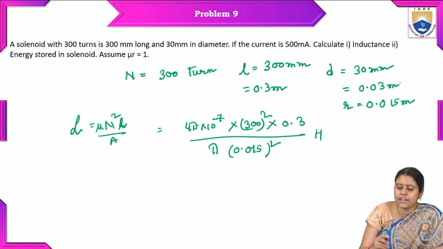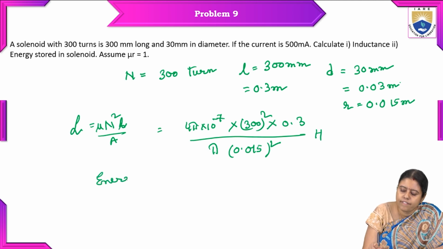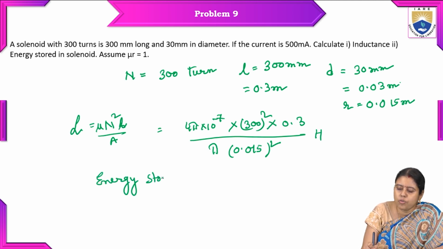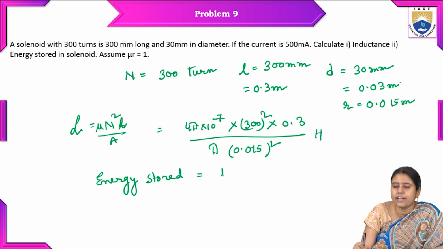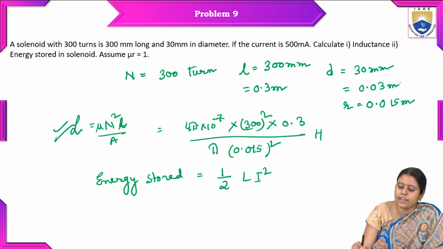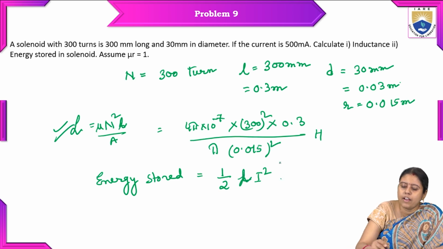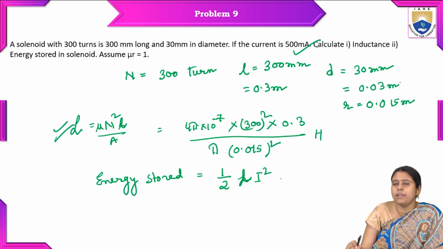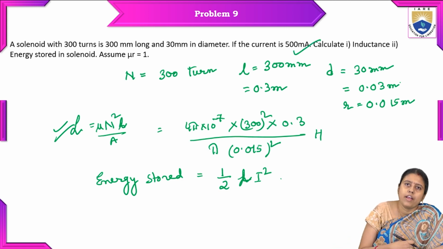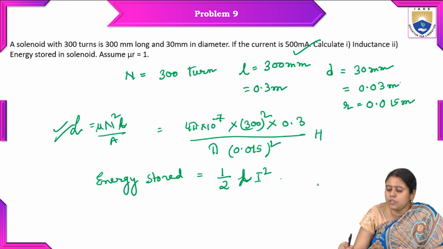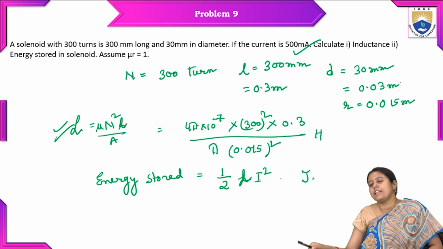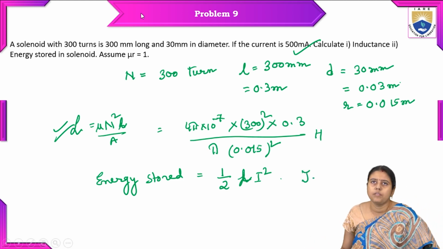Now, what is the energy stored? Energy stored in an inductor is half L i square. From this problem, we can get the L here. What is the value of I? I value is given as 500 milliampere. So, if we put the value, we will get the energy stored, and the unit is joule.